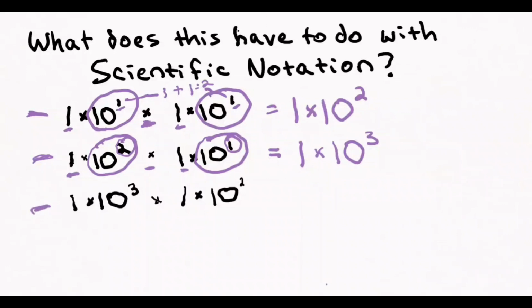Now let's do one more just to make sure we got it. 1 times 10 to the power of 3 times 1 times 10 to the power of 2. So first we take the 1 times 1, which is 1. And then we have this 3 and 2. Add those up, that's 5. So the answer is 1 times 10 to the fifth.